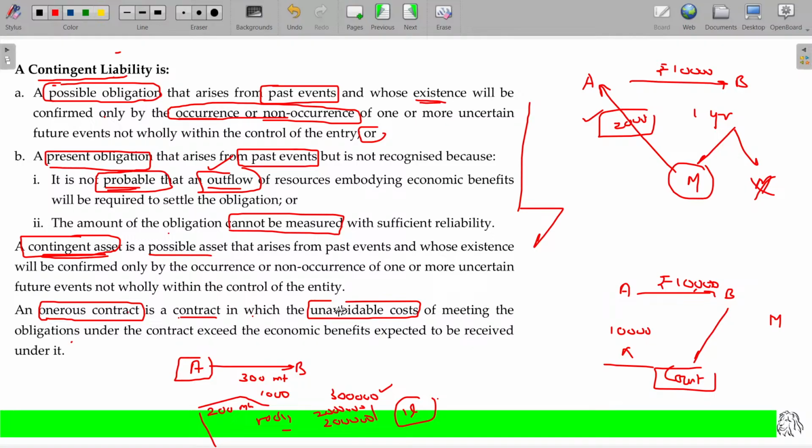It is a contract in which the unavoidable cost is... what is the unavoidable cost? I have to dig further for 300 meters. Overall 300 meters, already 200 meters drilled, another 100 meters supposed to be drilled. Unavoidable cost is what? The additional 2 lakhs to be incurred in meeting the obligation under the contract exceed the economic benefit. What is the economic benefit? This 3 lakhs is the economic benefit, but my additional cost is 1 lakh. So this 1 lakh I am supposed to pay is due to the onerous contract. Is that clear?